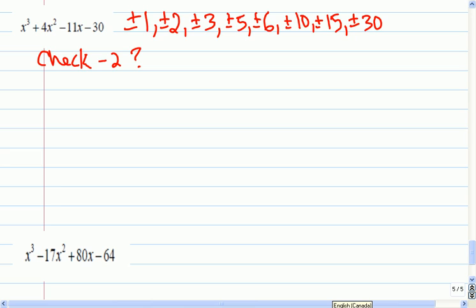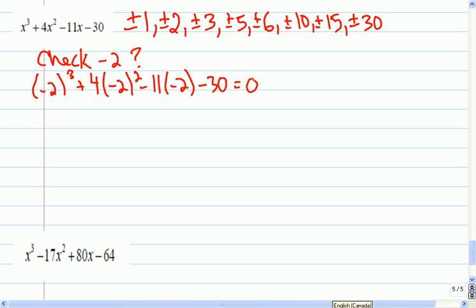Okay, so if I put in negative 2, would you look at that? I'm gonna go buy a lotto ticket after school today. First try. Okay. You're one of the winners.